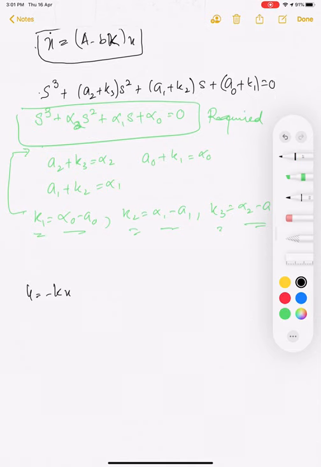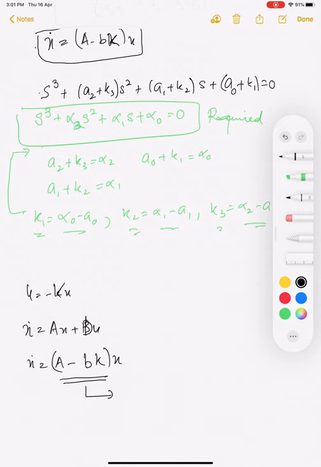So actually, with the help of the state feedback u equals minus Kx, what you have done is that the system x dot equals Ax plus Bu has been transformed into a system x dot equals (A minus BK) x, where this was small b and this was capital K, and this A minus BK system now has the characteristic equation which is required, which is given by this. The only thing that you need to choose is K, and if you choose K properly, that is K is given by alpha 0 minus a0, alpha 1 minus a1, alpha 2 minus a2.